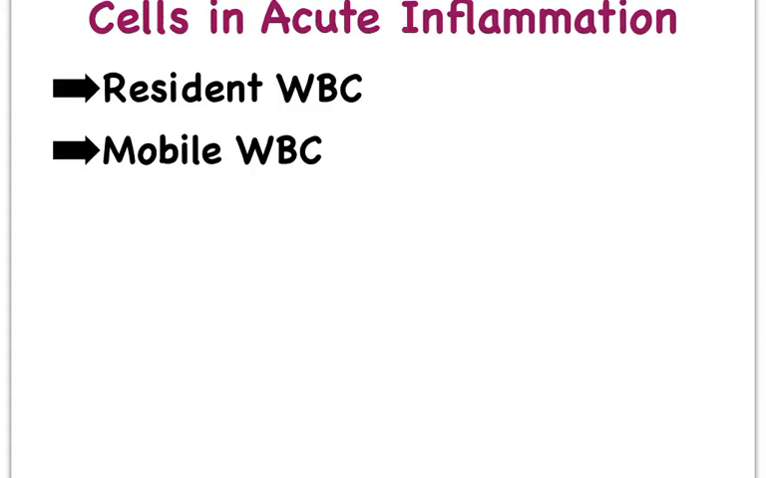So the cells involved in acute inflammation can be grouped as resident cells and mobile cells. And when I say cells, they're all going to be white blood cells. And remember, white blood cells can also be leukocytes. Remember that leuko literally means white. So on occasion, I may use the term leukocytes instead.